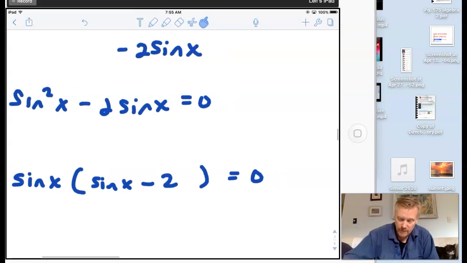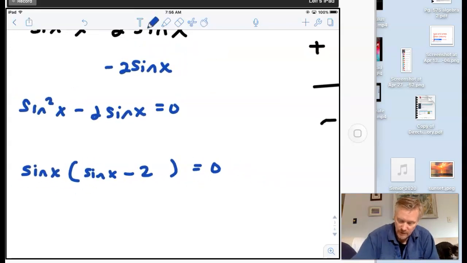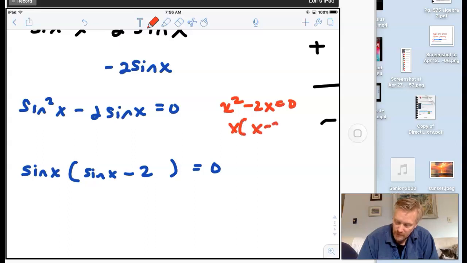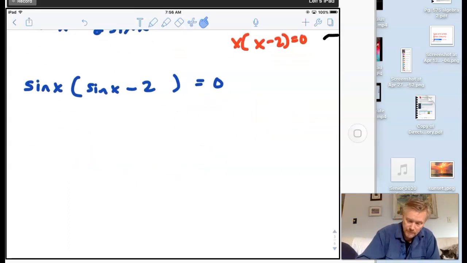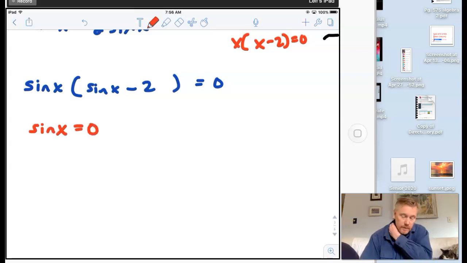So if anybody's stuck on what I'm doing here, this is really the same as basic factoring. If I had x squared minus 2x equals 0, this would be the same as x times x minus 2. That's what I did there. Same thing, except x is the sine of x. So now I've got 2 things that multiply together equals 0, therefore one or both of them equals 0. And now I solve both of them.